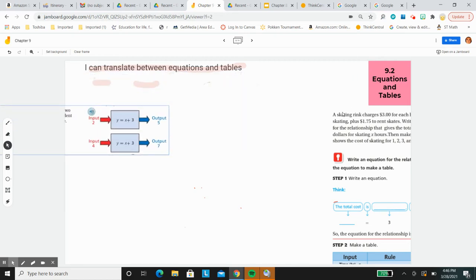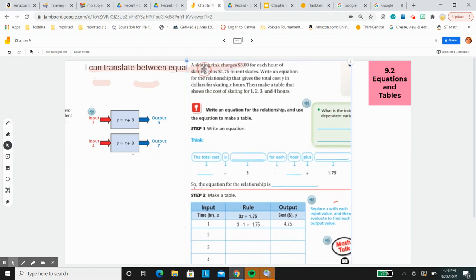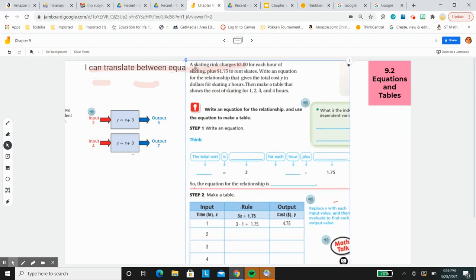All right, so let's go to your book and let's take a look at some examples. Here is your unlock the problem for today. All right, a skating rink charges $3 for each hour. See the word each? Probably gonna be doing multiplying, don't you think? Of skating, plus $1.75 to rent the skates. We are going to write an equation for the relationship. See the word relationship here? That gives the total cost in dollars for skating x hours. Then make a table that shows the cost of skating 1, 2, 3, and 4 hours.